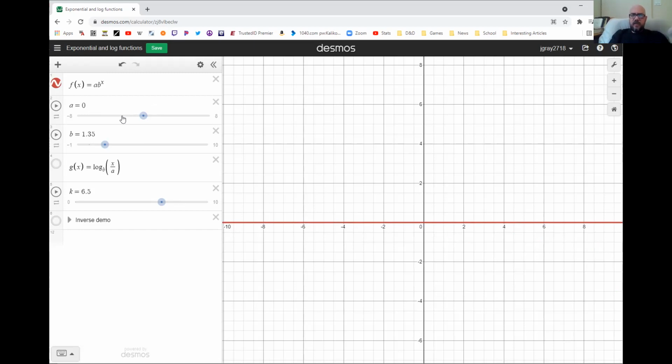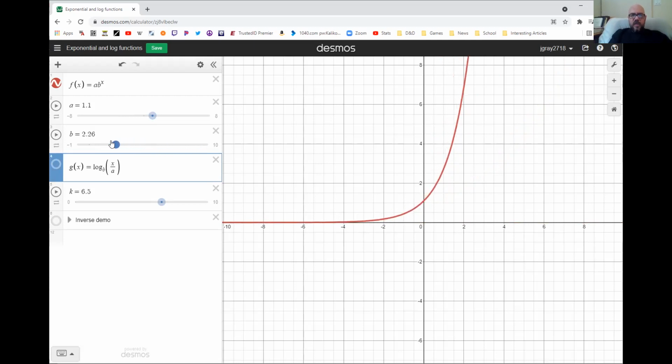It's not that it gives you a domain error or something. We just don't allow it because what you get is just the x-axis instead of something interesting. So we're going to let A be something else. All right, B, your base, controls how fast your function bends.